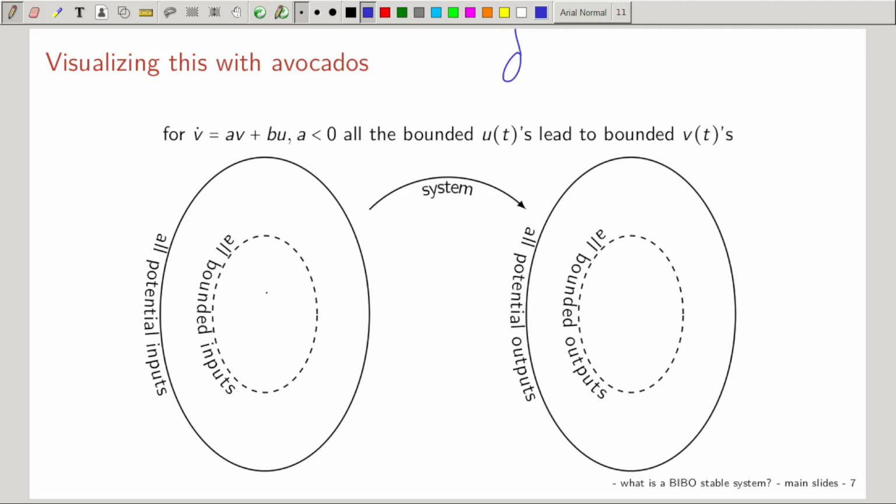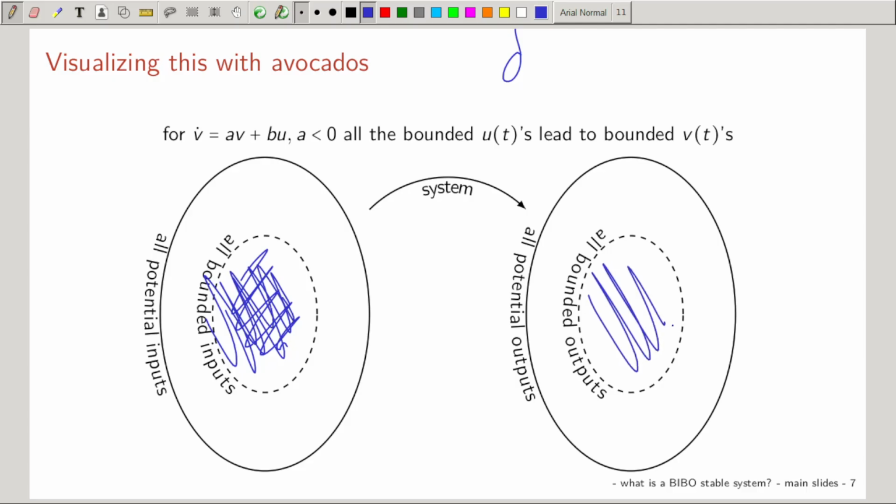The Dirac delta is not inside here, it's inside here. Okay? So all the potential inputs, all the potential outputs, the inputs that are bounded. Is there something here that leads me outside? If so, BIBO unstable. If not, everything here gets mapped inside here, BIBO stable. Okay? Are we together? Let's make some examples.